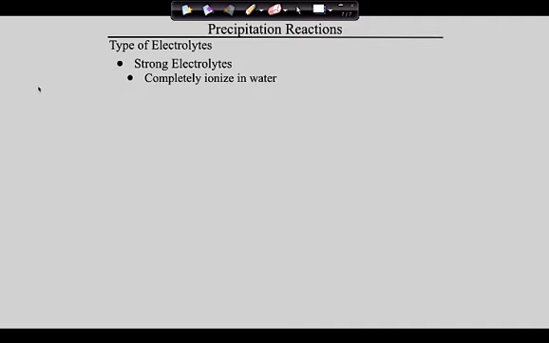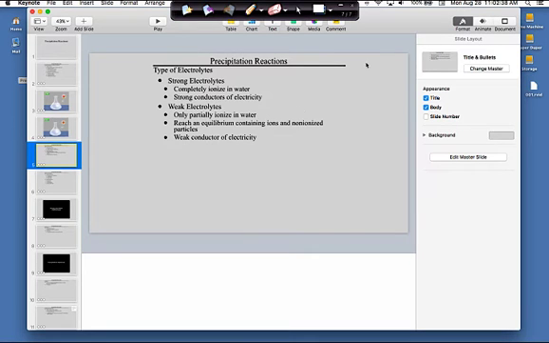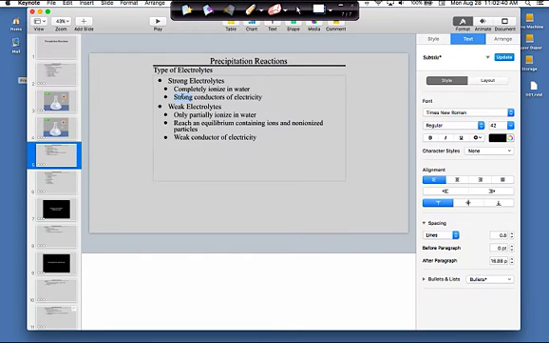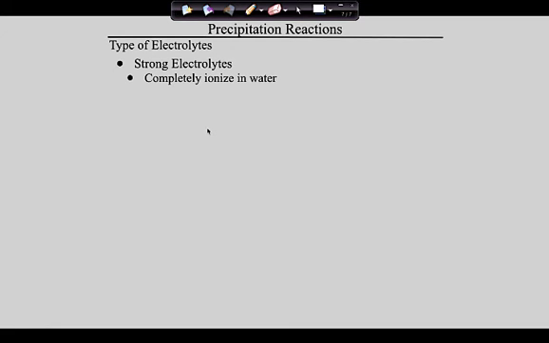So if you've got a strong electrolyte, it simply means that it completely ionizes in water. As a result, they are strong conductors of electricity. You know, I don't even want to use strong there because that's going to freak you out. They are good. These are good conductors of electricity.